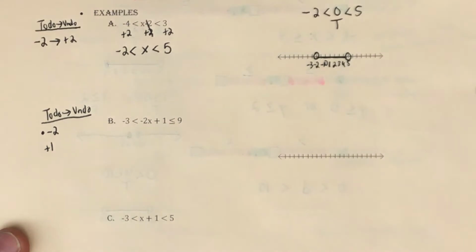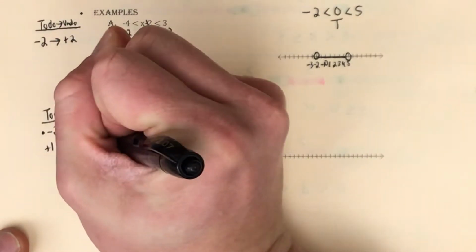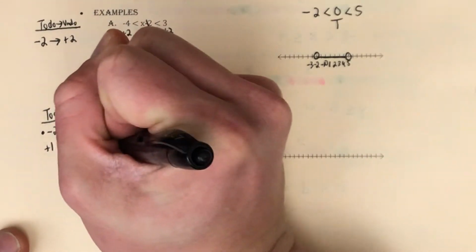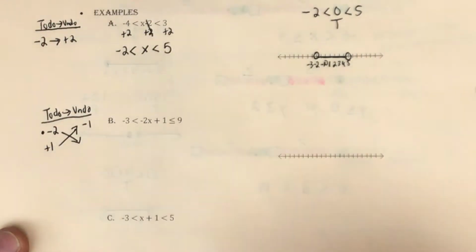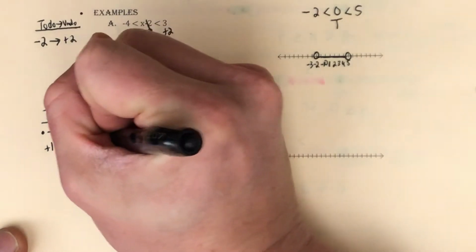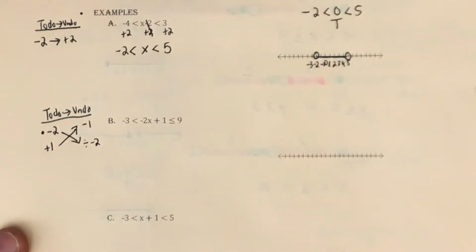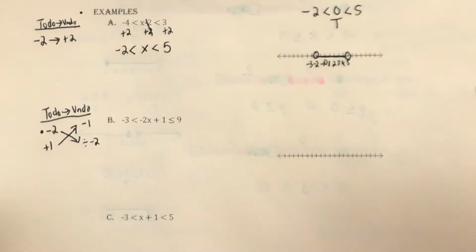So I need to undo those using the inverse operation, the opposite thing, and then I need to do it in reverse order. So a little crisscross with my arrows here. Instead of adding 1, I'm going to subtract 1. And instead of multiplying by -2, I'm going to divide by -2. So there are my 2 steps to solve.